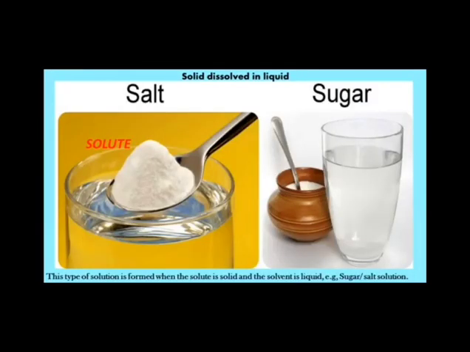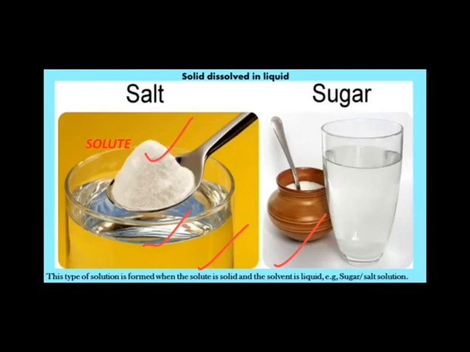When the solute is solid and the solvent is liquid, we get a sugar solution or a salt solution, if the solute is sugar or salt. Suppose we are dissolving salt in water. Here the salt is the solute whereas the water is the solvent, and we get a salt solution because salt is completely dissolved in water. So it is a soluble substance.